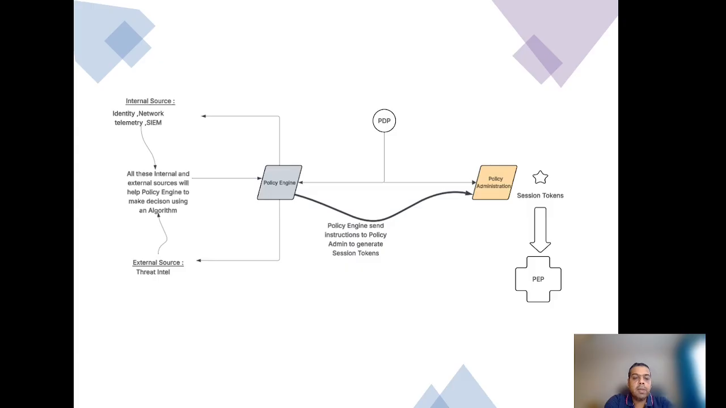And PEP is the data plane layer. So if an application sits behind a particular firewall, let's say, that firewall gets the context information from the PDP, and the firewall also gets the session authentication token from the PDP, and based on the PDP decision, based on many internal and external sources, it decides whether to allow or deny the access to the HR application. So that's one of the examples.